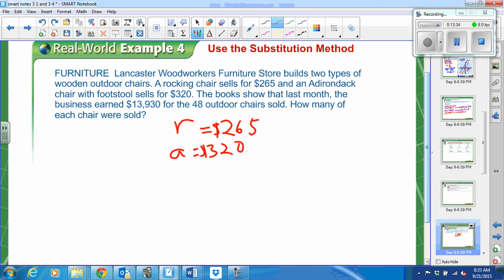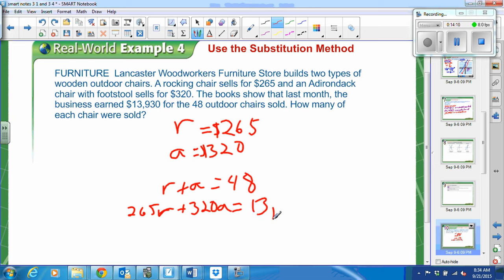So in this case, one equation is going to involve only the numbers of chairs sold, and the other equation is going to involve only money. The easy one is just the number of chairs sold, and that's just R + A = 48, sheer numbers. The second one is dealing with money, and for every rocking chair they sold, they made $265, and for every Adirondack chair they sold, they made $320, and they made a total of $13,930.